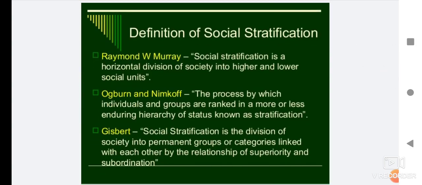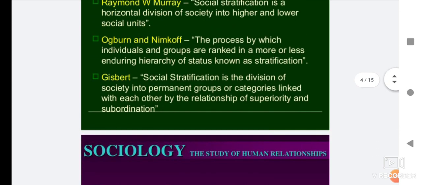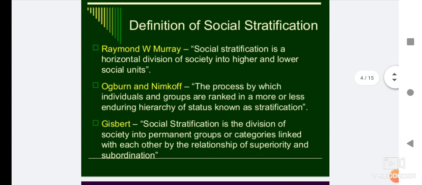The definition of social stratification. Raymond W. Murray, according to him, social stratification is a horizontal division of society into higher and lower social units. According to Ogburn and Nimkoff, the process by which individuals and groups are ranked in a more or less enduring hierarchy of status is known as stratification.